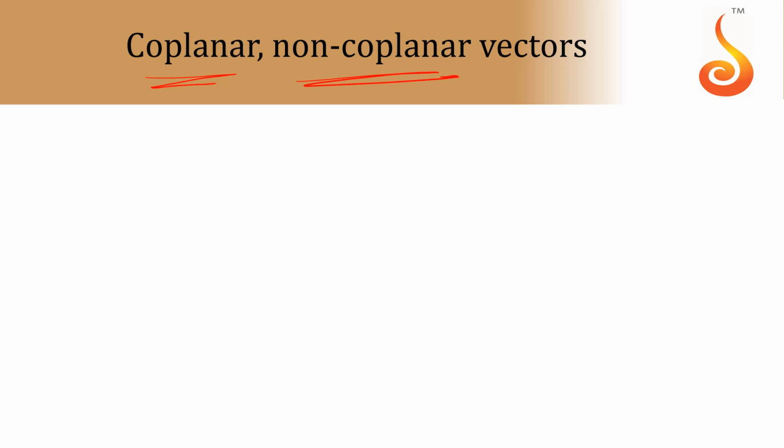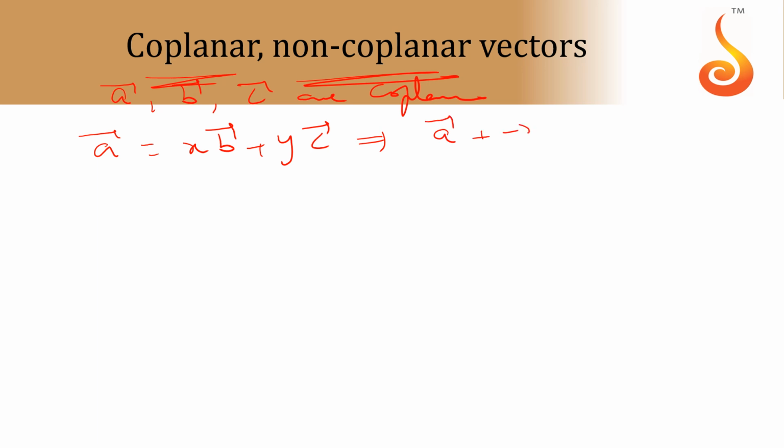Coplanar, non-coplanar. Vectors are said to be coplanar if they lie in the same plane or on parallel planes also. You know that if 3 vectors A bar, B bar, C bar are coplanar, then one vector can be written as a linear combination of the other two. So can I say a bar plus minus x into b bar plus minus y into c bar equal to o bar? Then very clearly the linear combination is o bar and one of the scalars is non-zero. So can I say coplanar vectors are LD and non-coplanar vectors will be LI.